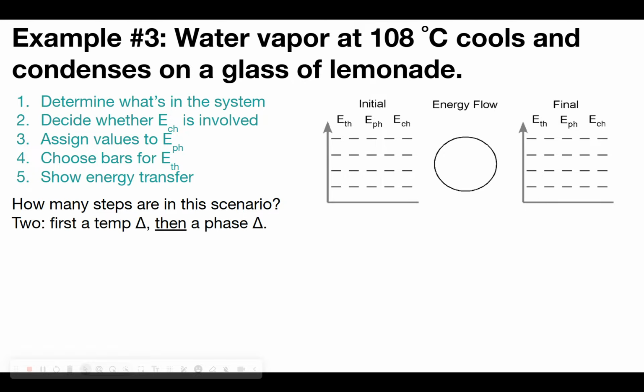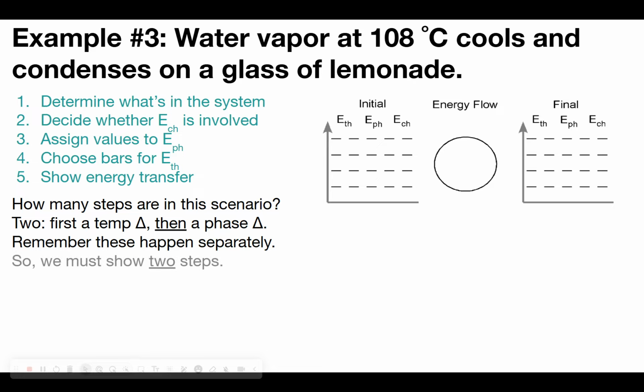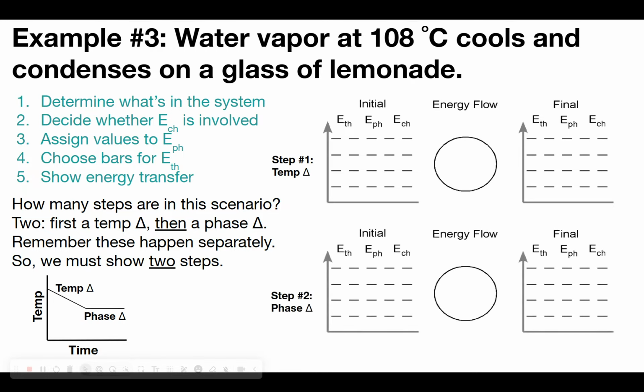This is 2, like our last example. In this case, first it's going to have a temperature change and then a phase change. It's just the opposite of what we did in the previous problem where it had to warm up first. This time it's got to cool down. And again, these happen separately. So we have to show 2 steps. So here we're going to cool it down from 108 to what? At what temperature would water evaporate or condense? Hopefully you're thinking 100 degrees, which is correct. So step 1 will show the temperature change, and then step 2 will show the phase change.